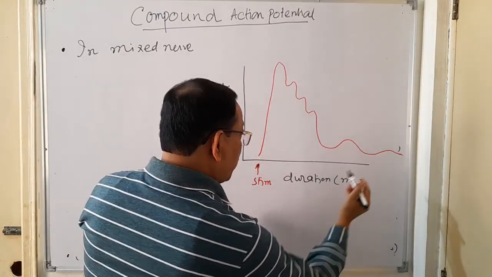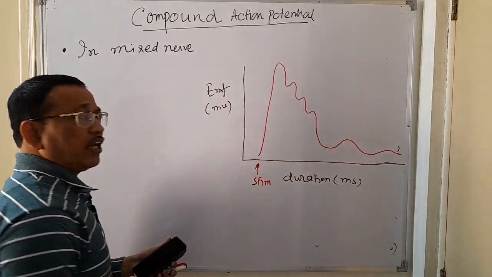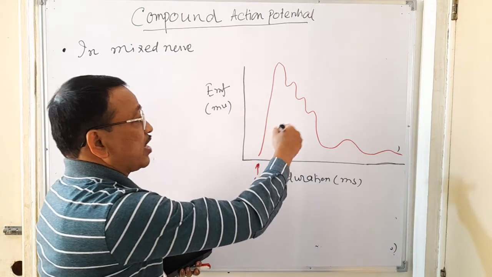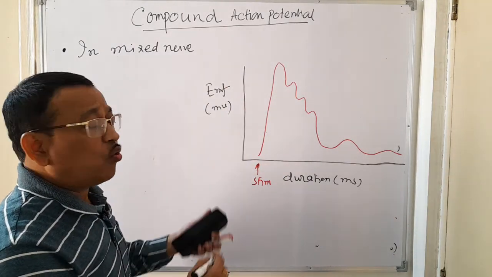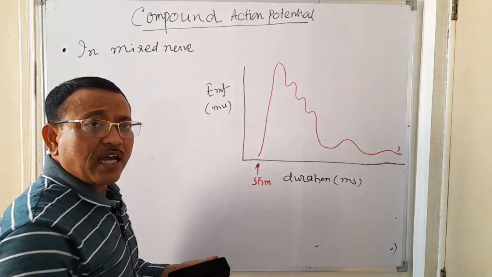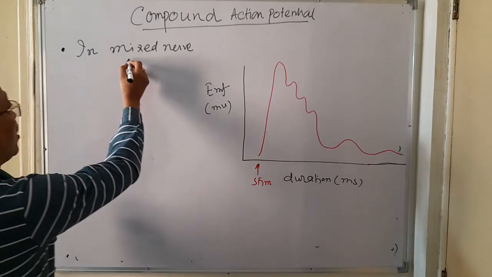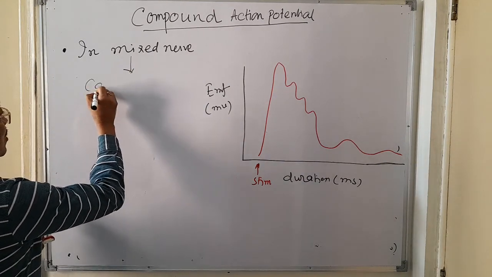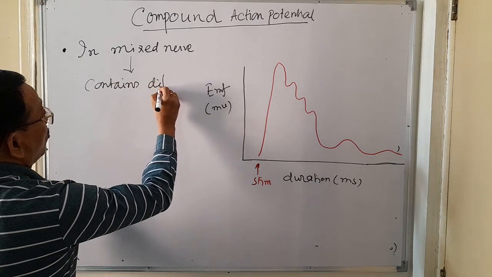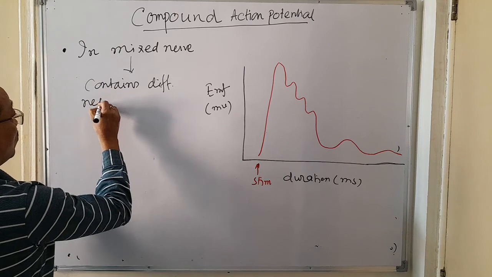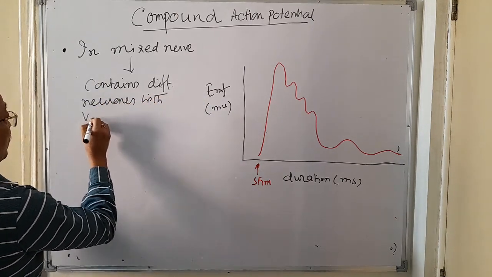This type of multiple-peaked action potential can be recorded, and this type of action potential is known as the compound action potential. So why does this type of pattern appear? This is because, as I told, a mixed nerve contains different neurons with varying diameter.